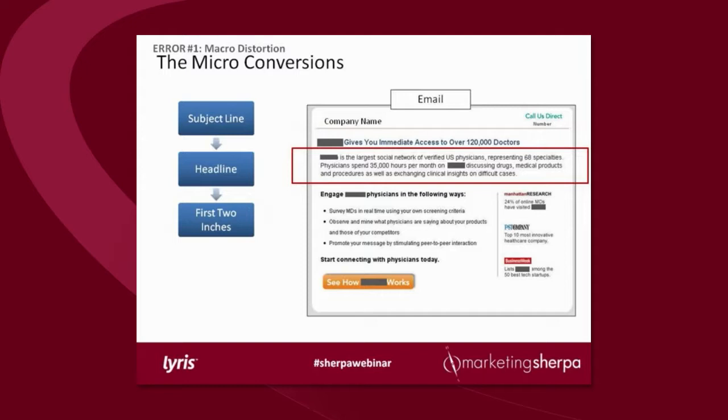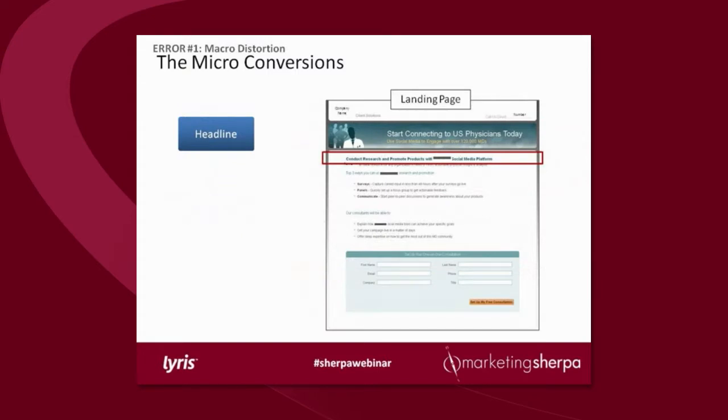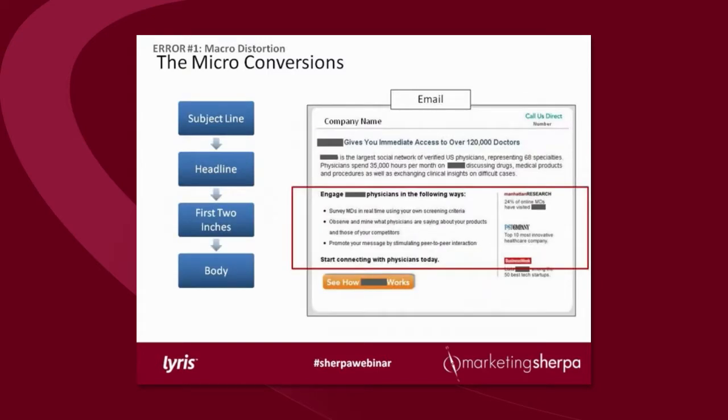Oh, and they spend 35,000 hours per month discussing the drugs and the medical products and the procedures that I'm interested in doing my research. All of a sudden, there's relevance. There's reason to continue. There's reason to understand more. Let's take a look at the body copy. Here are the different ways that you can use the service as part of your research that you're already doing traditionally. And then finally, take a look at the call to action, see how it works.